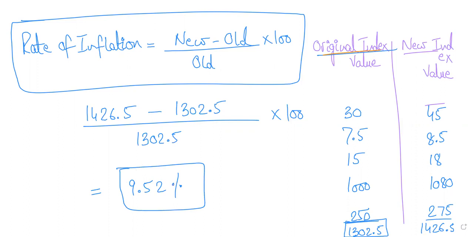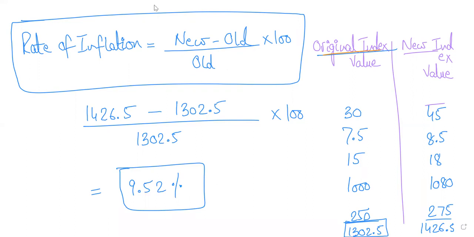How many of you are clear on this, right? So what I did in the end was simply to calculate the percentage change. To calculate the rate of inflation in the last stage, I just calculated the percentage change. And how did I do that? That has a formula which is new minus old divided by old into 100. New minus old divided by old into 100 is your rate of inflation.